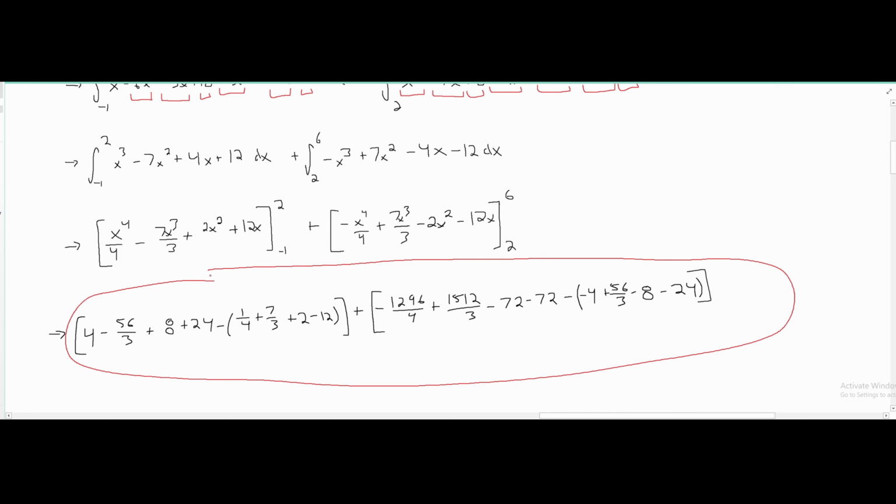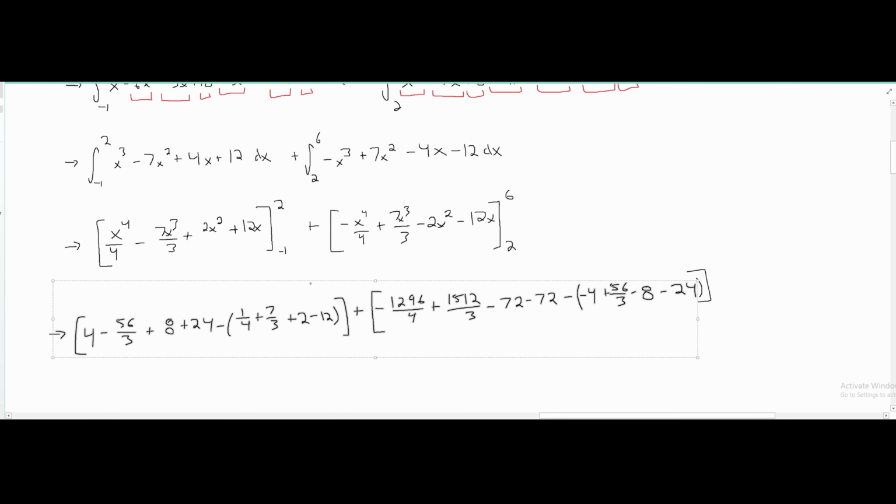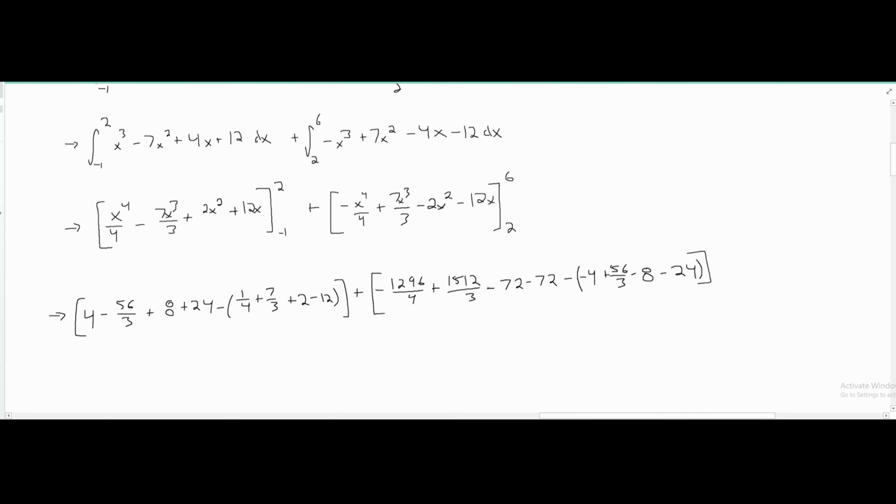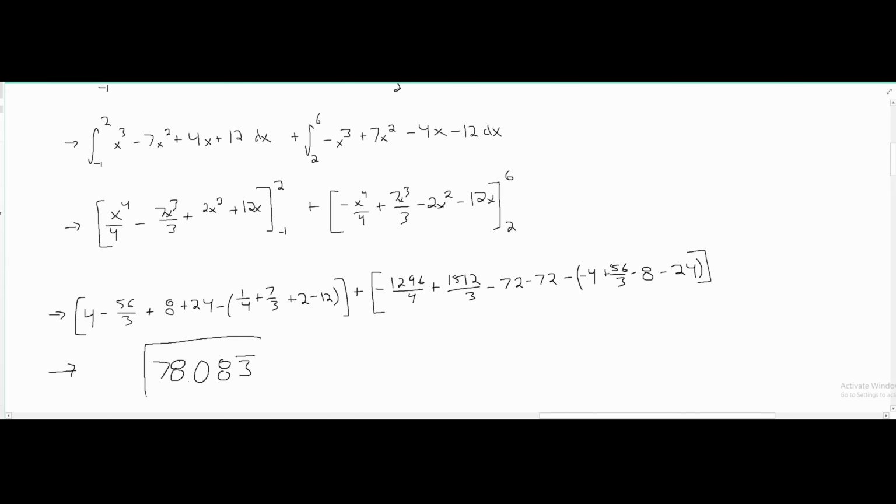This is our area. Now all we should do is plug this into a calculator very carefully. There's a lot of parentheses and subtraction and different addition signs, so it's super important to plug this into a calculator properly. After we plug this into a calculator carefully, we will get that our answer is approximately 78.0833, and it just repeats 3 forever. And this is our area.